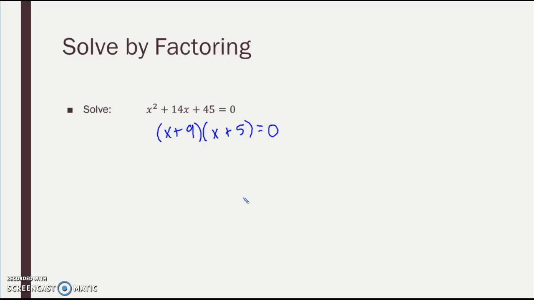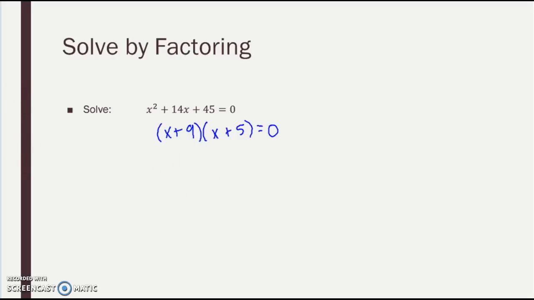Well, the only way that two things are going to multiply and equal 0 is if at least one of them is 0. Right? So I've got two options. x + 9 can be 0, because then that would be 0 times (x + 5), which would give me 0. Or x + 5 could be 0. So then I would have (x + 9) times 0, which would also give me 0. So because I have two options, I have two possibilities for x.